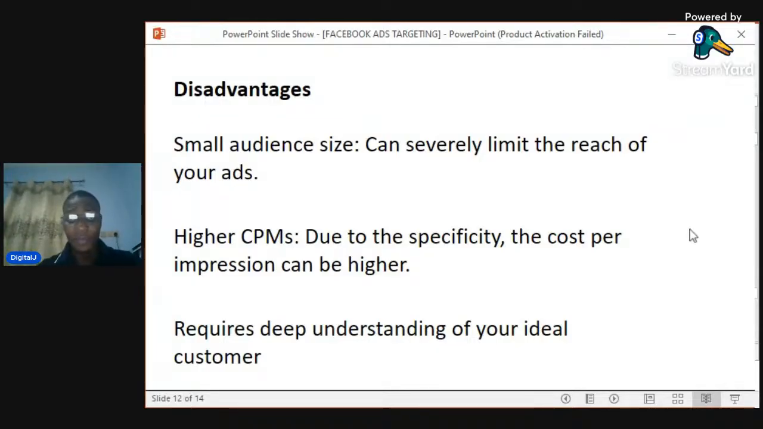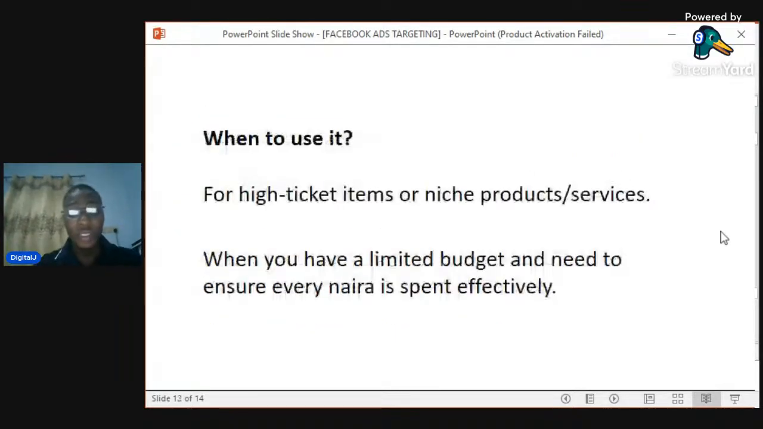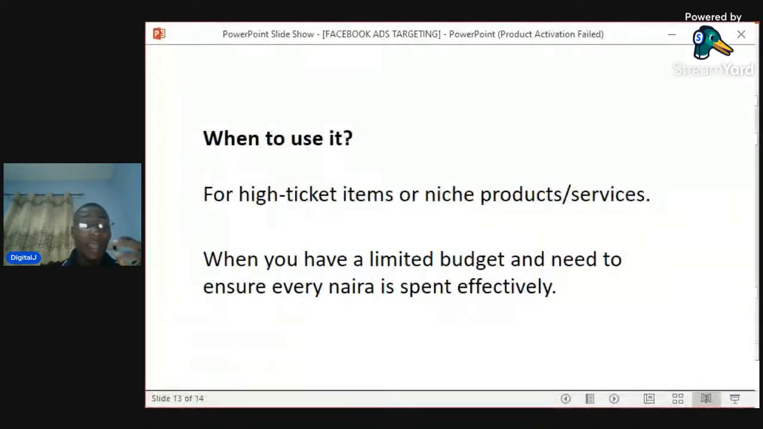So that's very important. So when do you use it? You use it for high ticket items or niche products, like I have explained. High ticket products, like, let's say you're selling land, or you're selling a course that is worth 50K, 100K online. Yeah, so that's basically when you use now targeting. You also use it when you have a limited budget and need to ensure every naira is spent effectively.